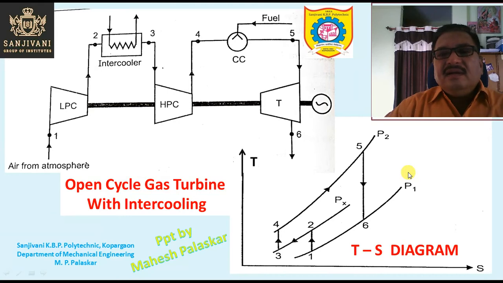Now another method for improving the thermal efficiency is nothing but intercooling. So let us study the open cycle gas turbine along with intercooling. So here in intercooling we are using two compressors. LPC means low pressure compressor and HPC means high pressure compressor. So the compression is done in two stages.